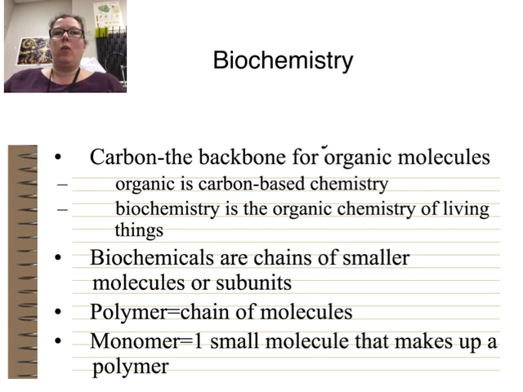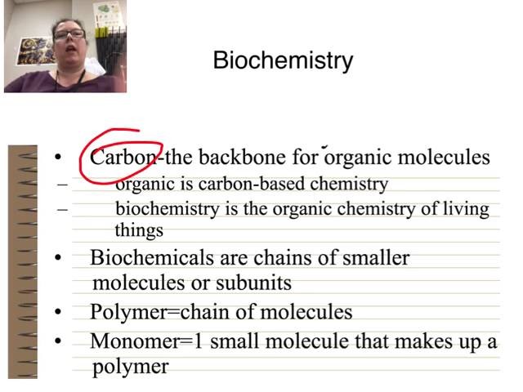Hey folks, in this video we're going to talk about the biochemical families, and we're going to start with a quick discussion of carbon. Carbon is special because it's the backbone for all organic molecules, and when a chemist says organic, they're talking about carbon-based chemistry. So we're not talking about organic like organic food. We're talking about molecules that are based on carbon chains, and biochemistry is one tiny little branch of organic chemistry.